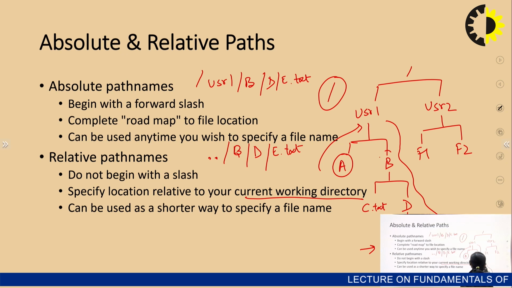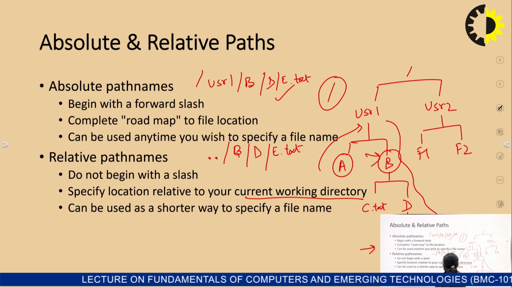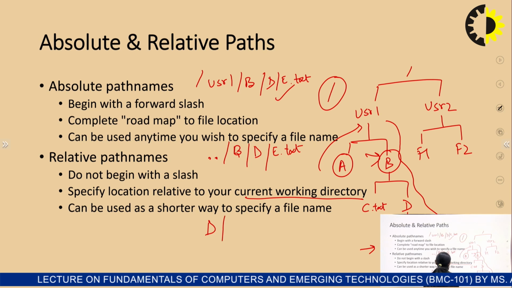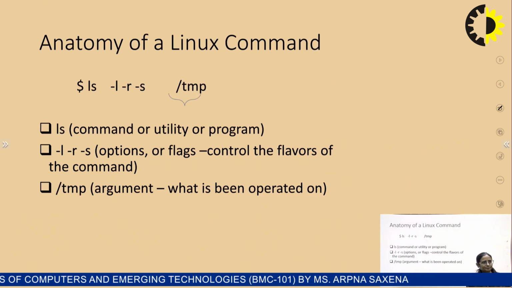Suppose I am present in B. What is the absolute path name? It is the same. But how will you give the e.txt path name? If you are present in directory B, you will specify it as D, then e.txt. This is how you specify the relative path name.